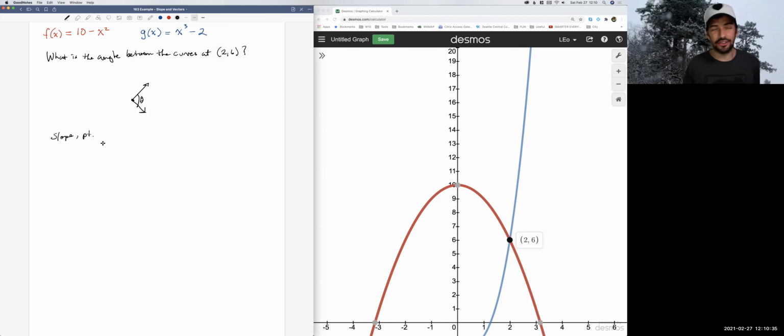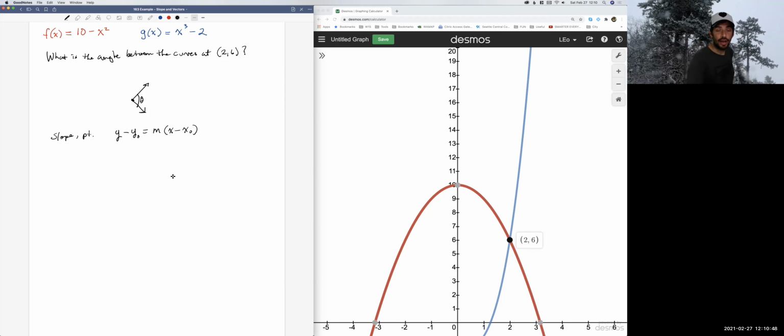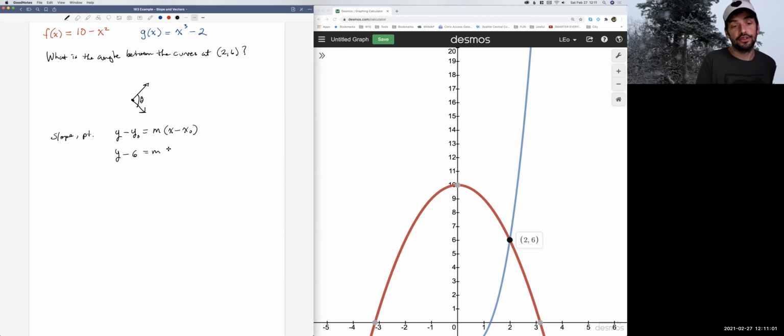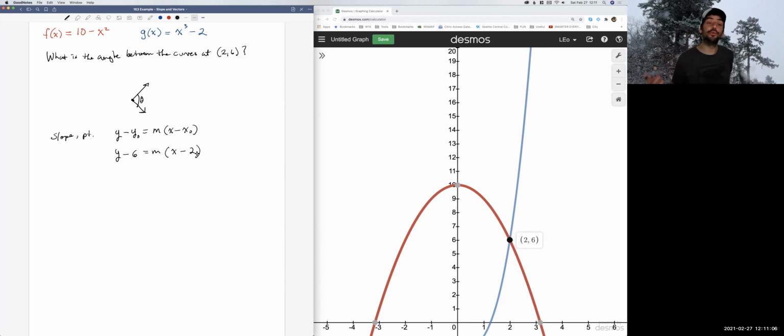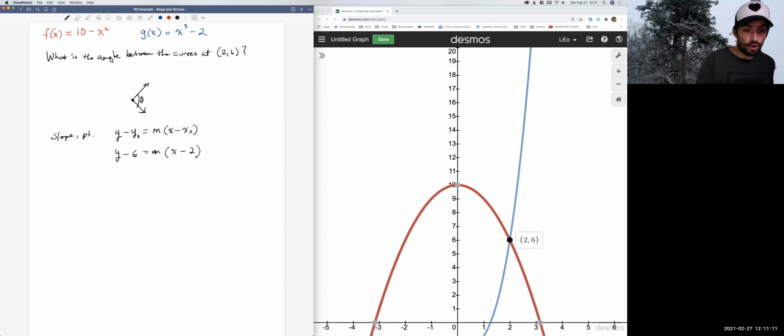So we often talk about the intercept, but we can make this more general. If you look at the point-slope form of a line, y minus y naught equals m times x minus x naught, where x naught, y naught is some point on the line and m is the slope. If you have those two pieces of information, then you'll have the tangent line. In this case, both tangent lines are going to have the form y minus 6 equals the slope of their particular curve at that point times x minus 2.